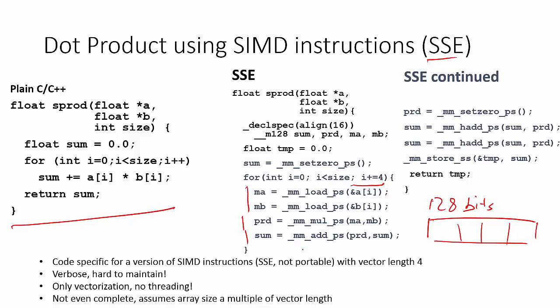This executes about 4 times as efficiently as the previous code, but the code is specific for a certain version of the SIMD instructions. In this case, SSE, it's not portable, and it's also specific to a vector length of 4, which also makes it not portable to new kinds of vector instructions. It's verbose, it's very hard to maintain. It's only vectorization, no threading takes place here. And it's not even complete because it assumes the array is a multiple of the vector length. Remember, we took care of that by checking the iterations for one of the threads previously, but here it's not taken care of.